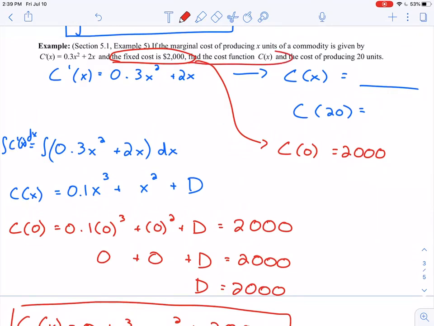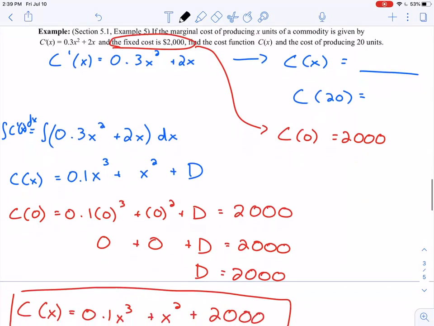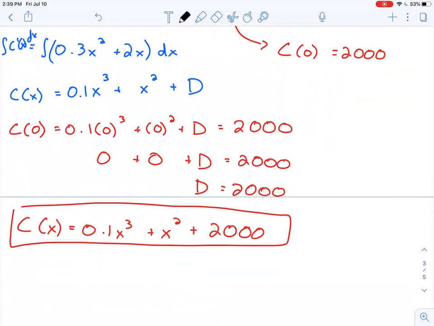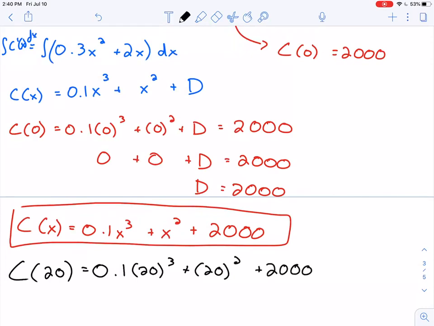So find the cost function. We just did that. The other piece it wants, it says, and the cost of producing 20 units. This one is relatively straightforward. You're just going to evaluate this at x equals 20. So you're going to look at, well, what is C of 20? 0.1 times 20 to the third plus 20 squared plus 2,000, and you would go and calculate that. I'll leave that as an exercise for you to do.